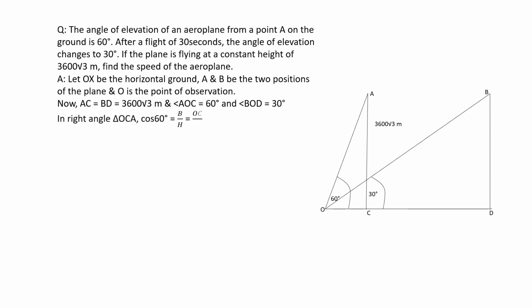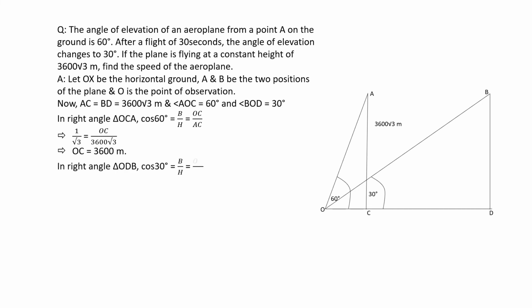Now, in right angle triangle OCA, cos 60 degrees equals B by H, or you can write it as OC by AC. So putting the values, 1 by root 3 equals OC by 3600√3, or you can write OC equals 3600 meters.